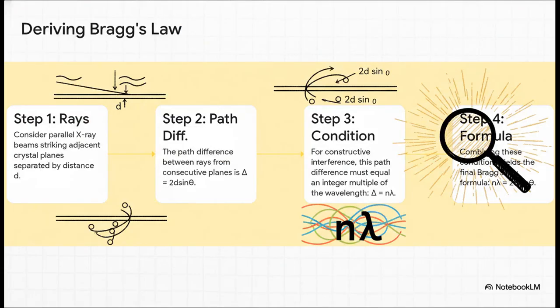The derivation is actually just some simple geometry. Just picture two parallel X-ray beams. One hits the top layer of atoms, and the second one goes a little deeper to the next layer. So that second ray has to travel an extra distance, right? Well, that extra path it travels is exactly 2d sine theta. And for the waves to line up perfectly and create a bright spot, that extra distance has to be a whole number multiple of the wavelength, or n lambda. Put it all together, and there you have it, Bragg's law.